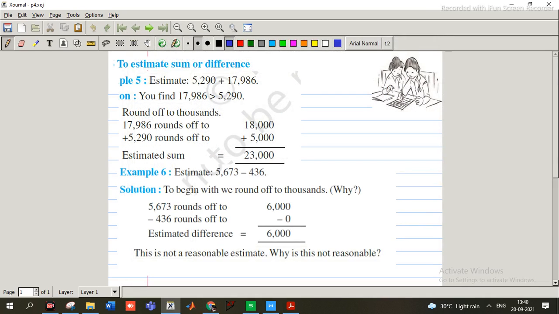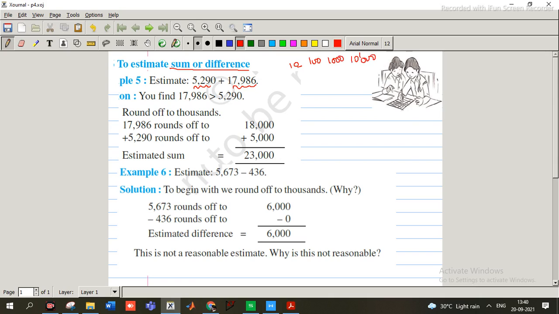Okay, here are some examples of different kinds of questions that come under the same topic. Okay, to estimate sum or difference. How do we estimate the sum or the difference? See, we can approximate the numbers that we have understood, right? We can approximate it to the nearest 10, to the nearest 100, to the nearest 1000, to the nearest 10,000 also.